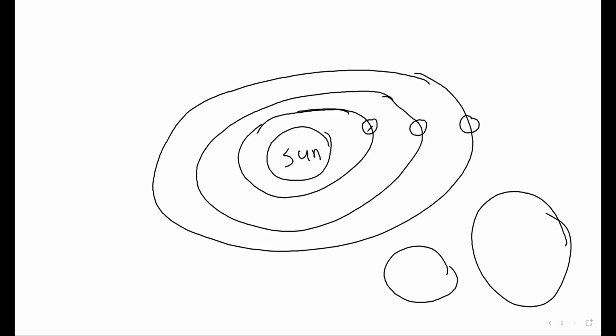By the way, when the planet goes farther from the sun or from the star, its orbit becomes longer. So the orbit of Mercury is smaller than the orbit of Venus, and the orbit of Venus is smaller than the Earth's, and Mars's is longer than the Earth's, and so on.